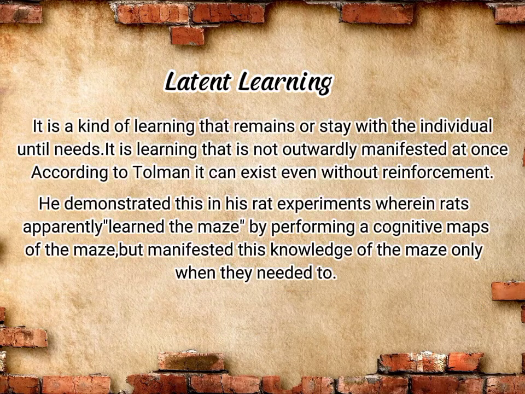Latent learning. It is a kind of learning that remains or stays with the individual until needed. It is learning that is not outwardly manifest at once. According to Tolman, it can exist even without reinforcement. He demonstrated this in his rat experiments wherein rats apparently learned the maze by forming cognitive maps of the maze, but manifested this knowledge of the maze only when they needed to.